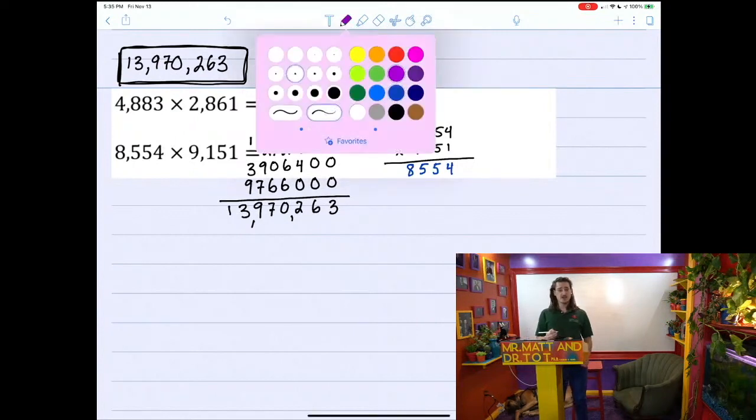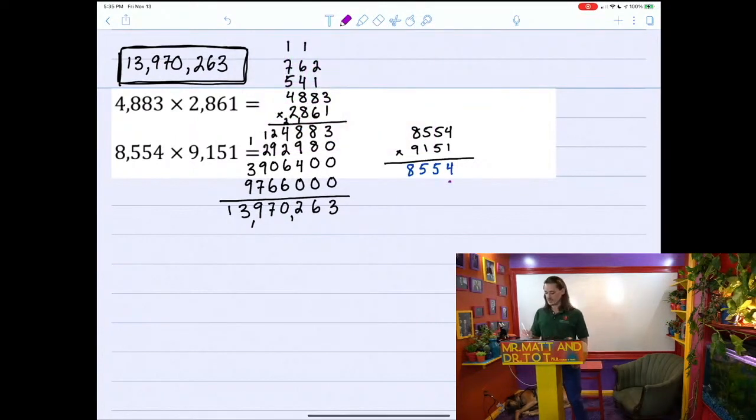Again, 5 times 5 is 25. 25 plus 2 is 27. So keep the 7, carry over the 2. And then we have 5 times 8, which is 40. 40 plus 2 is 42. We don't have anything else to carry through, so we just write out the 42.